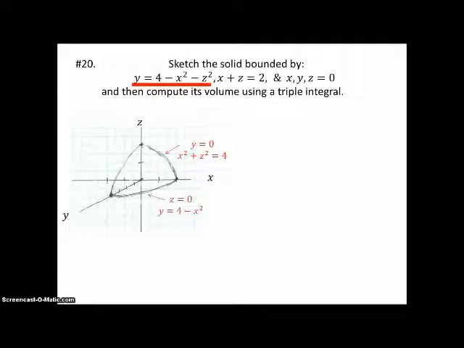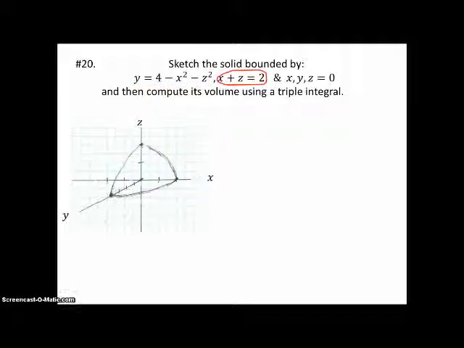And if I set z equal to 0, then I get y = 4 minus x squared, which is part of a parabola on the xy plane. And if I set x equal to 0, I get y equals 4 minus z squared, which is the same parabola, only drawn on the zy plane. And so we can see what the solid would look like in the first octant using that first equation.